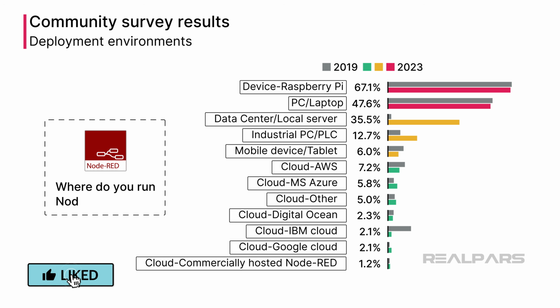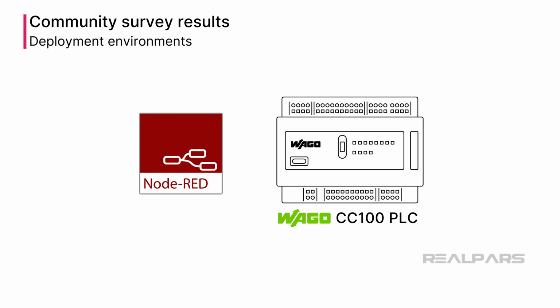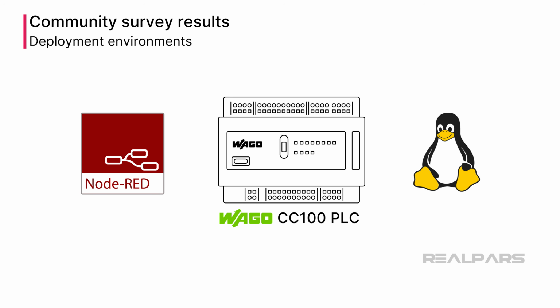When asked where people run Node-RED, the number of people who reported using Node-RED on an industrial PC or PLC is small, but growing when compared to the results of the previous survey. This growth may be driven by PLC manufacturers integrating IT technology into their products. For example, WAGO's CC100 PLC is a Linux-based PLC that you can install Node-RED on.